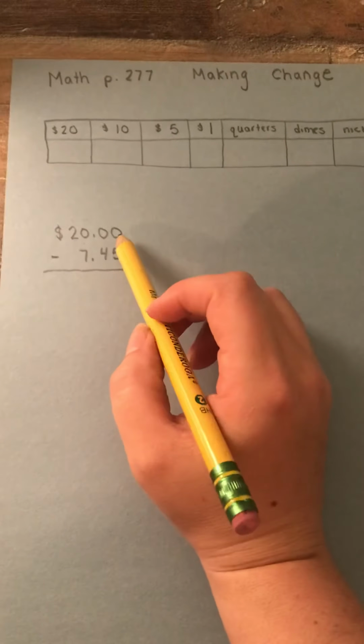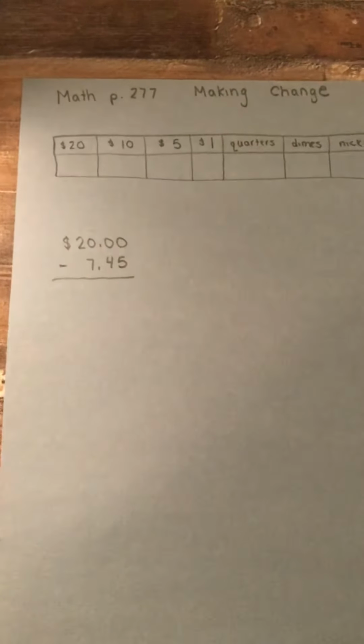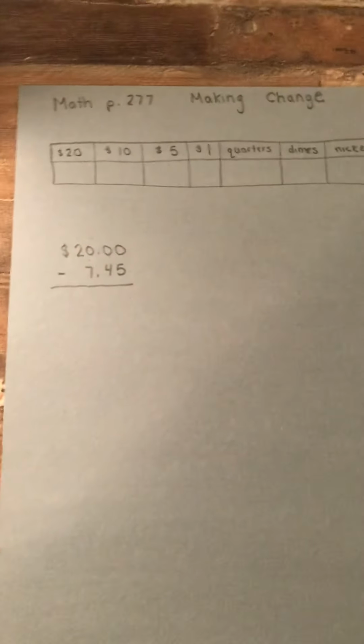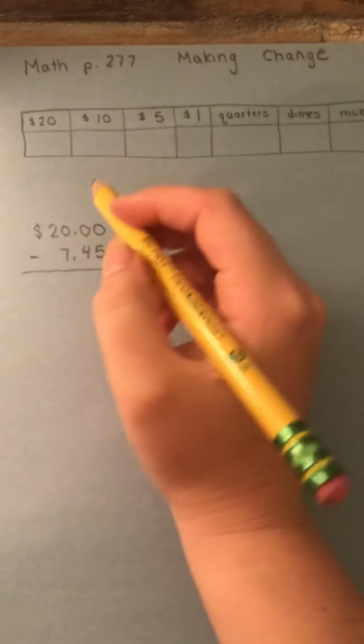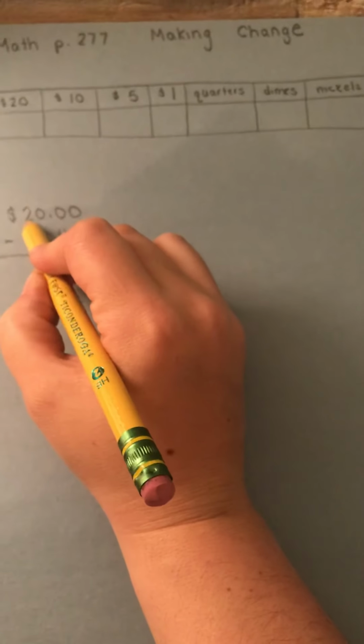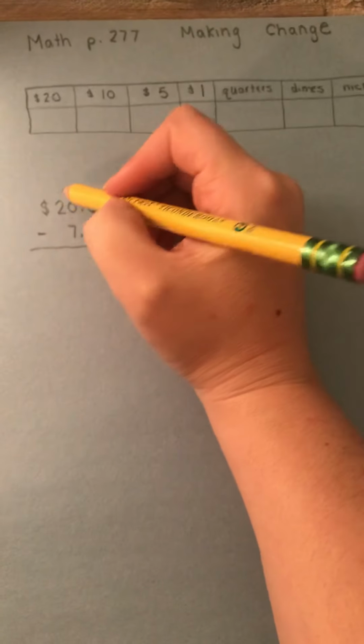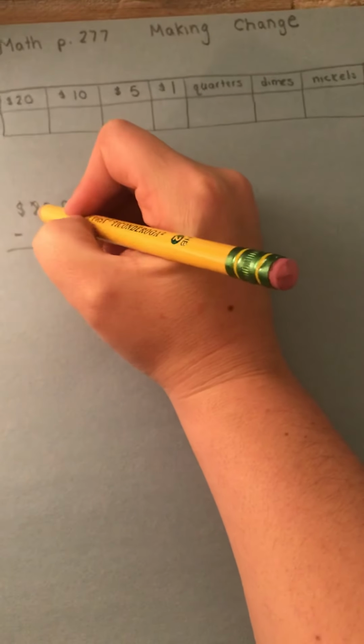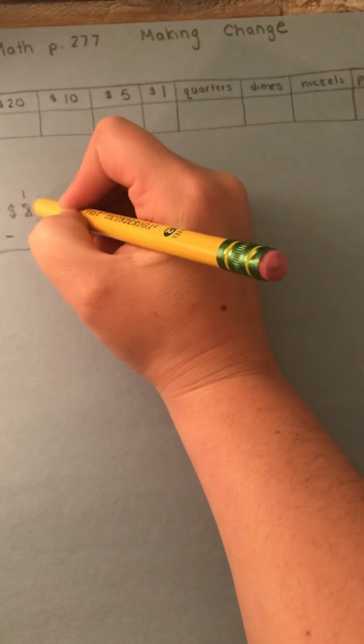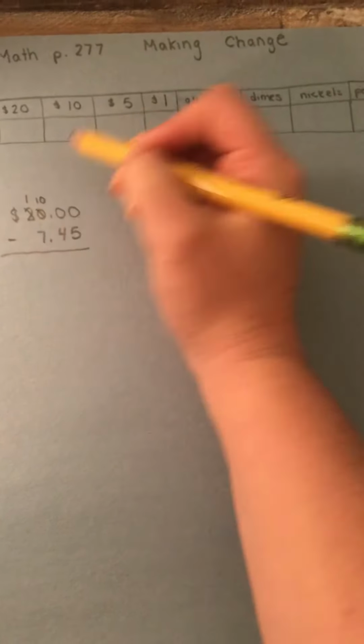A lot of these are going to have borrowing. Remember, if you have zeros up top and you're subtracting, you have to borrow. If your bottom is bigger, you need to borrow. So we're coming all the way over to the 2 because we can't borrow from zeros. There's nothing to borrow. So our 2 becomes a 1. Our first 0 becomes a 10.